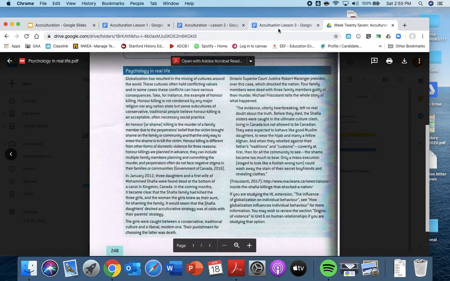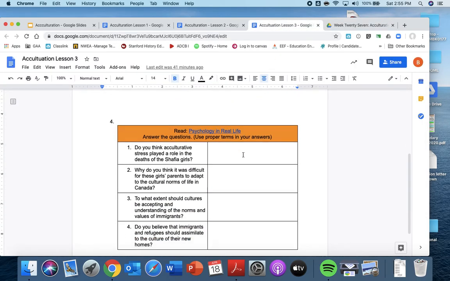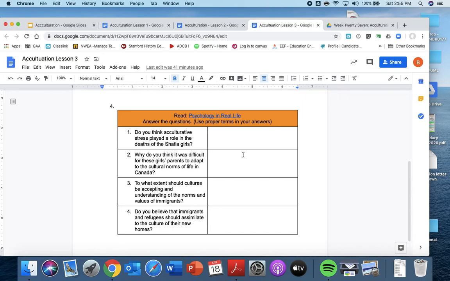So, back to the worksheet. Once you've read it, you have 4 questions to answer. Remember to use proper terms in your answers, so that would be using acculturative stress and the terms for the different acculturation strategies.